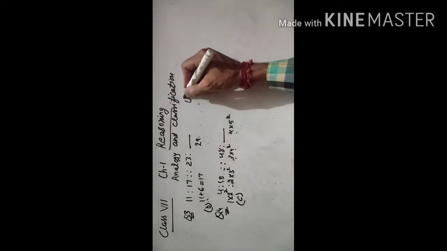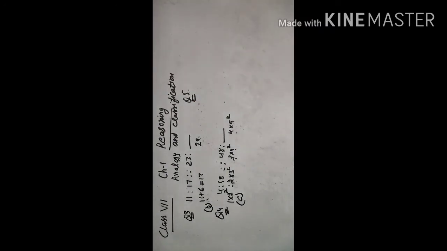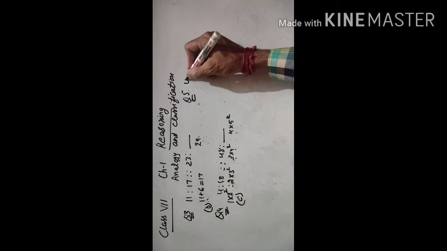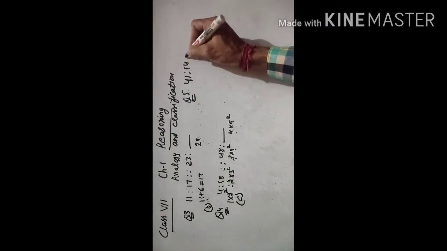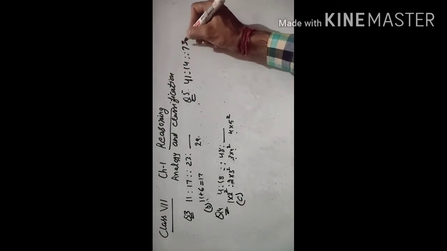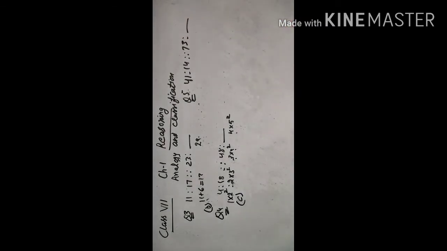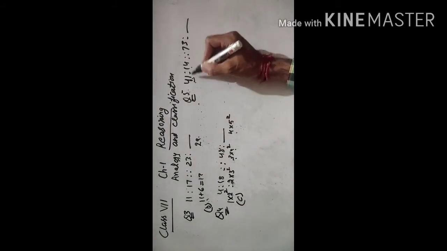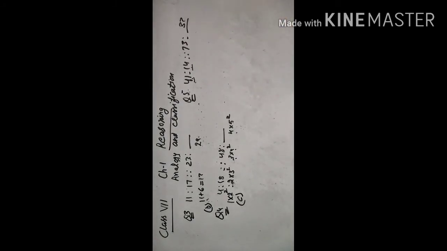Now in question number 5, 41 is to 14, and 73 is to dash. Now in this 41, 14 digits are reversed. So 37 is the answer. Option is 37. Option is B.